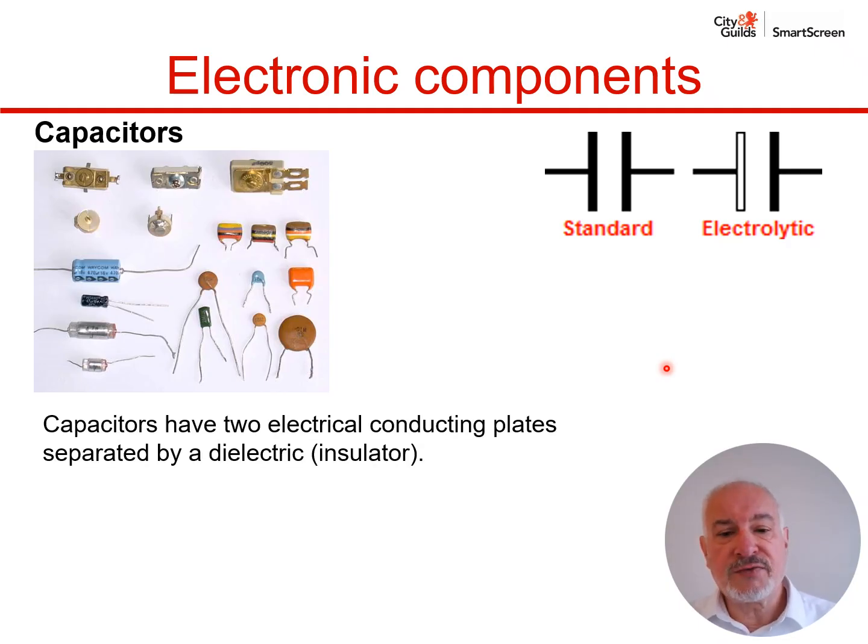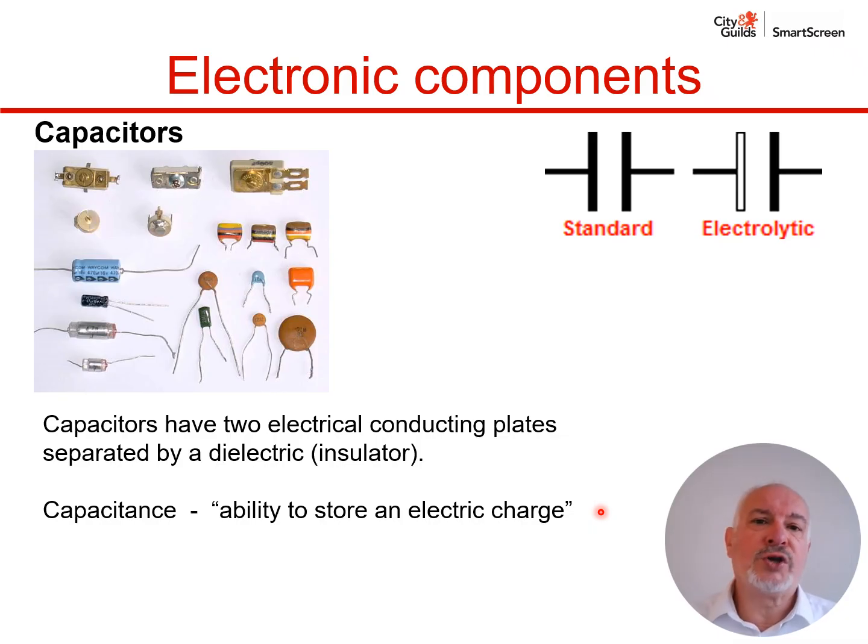Now capacitors have two electrical conducting plates. These are represented in the symbol by the two parallel lines, and the two plates are separated by something called the dielectric. Now a dielectric is essentially an insulator, and it's usually very thin, so that the separation between the two electrical plates is very small, but it is an insulator to prevent current from flowing across the capacitor.